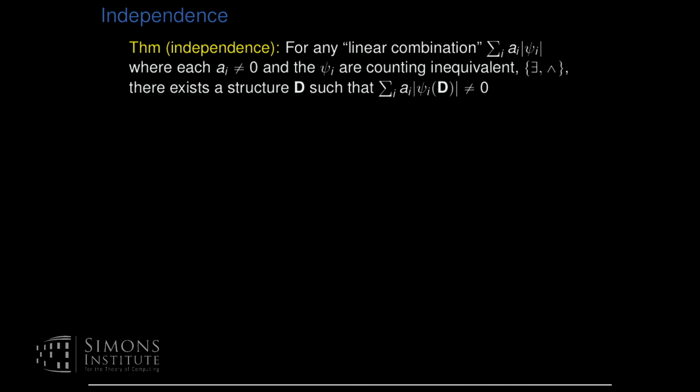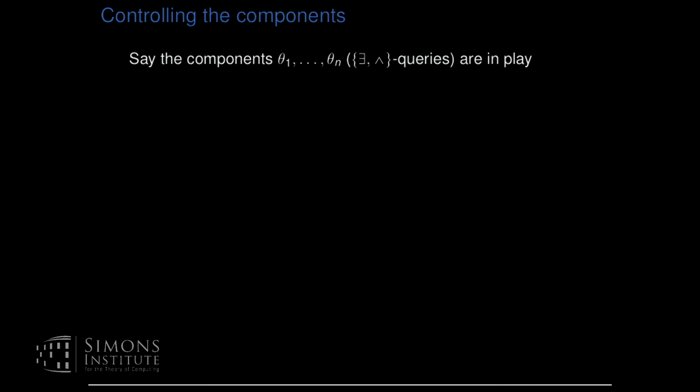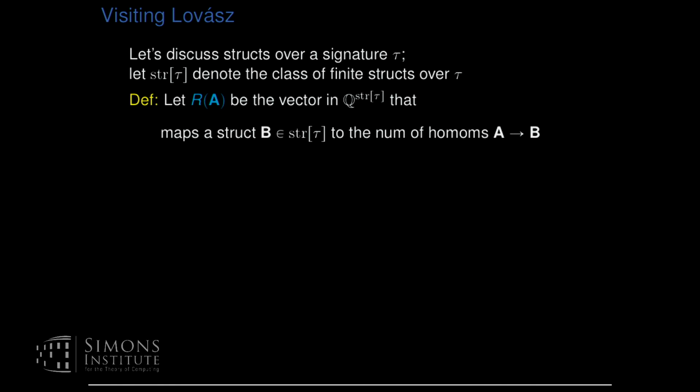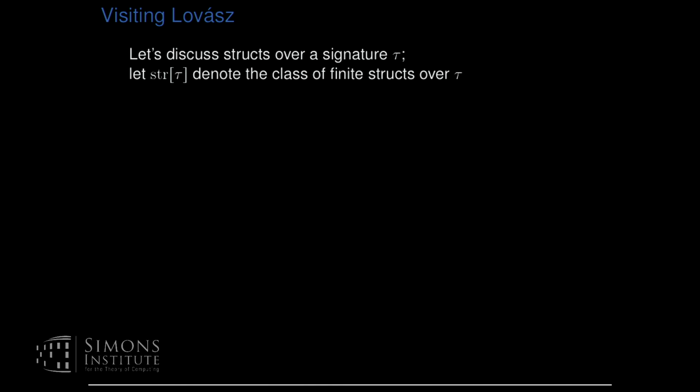And so we prove what we call the independence theorem, which basically says that if we have a non-trivial linear combination of primitive positive formulas like this, then we can always cook up a finite structure such that this linear combination doesn't cancel out to zero uniformly. So there's always some finite structure on which this combination will evaluate to a non-zero value. And I'm going to skip the idea of the proof perhaps, but I can discuss a consequence of this theorem.